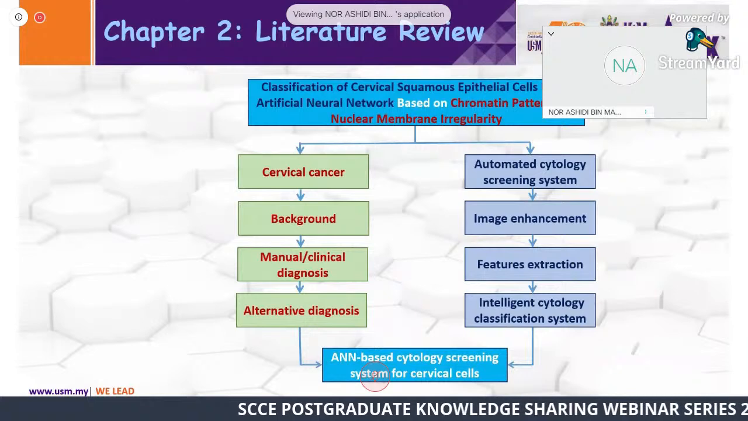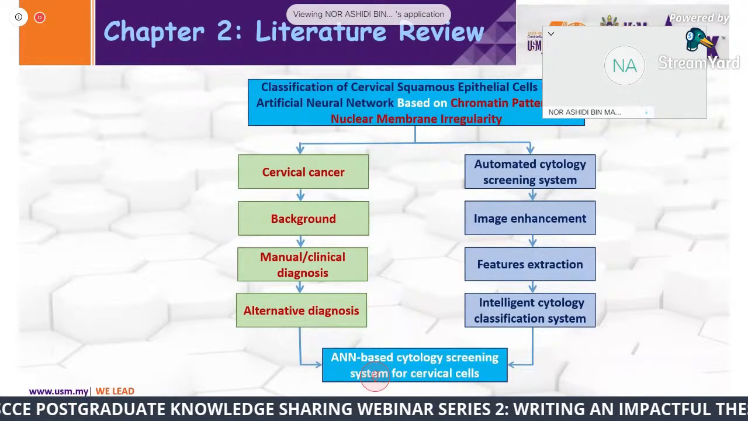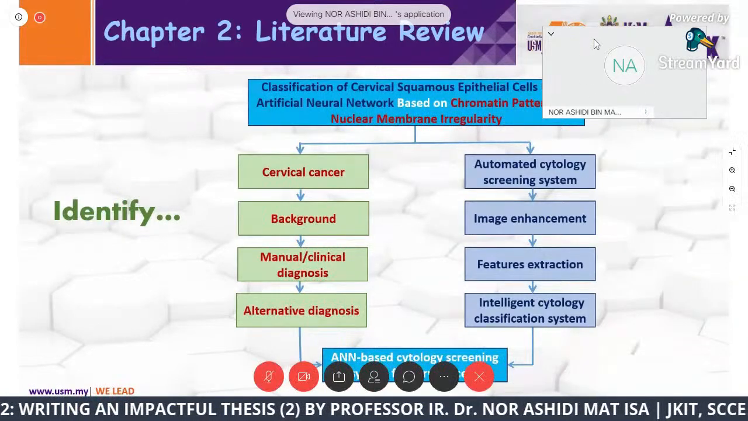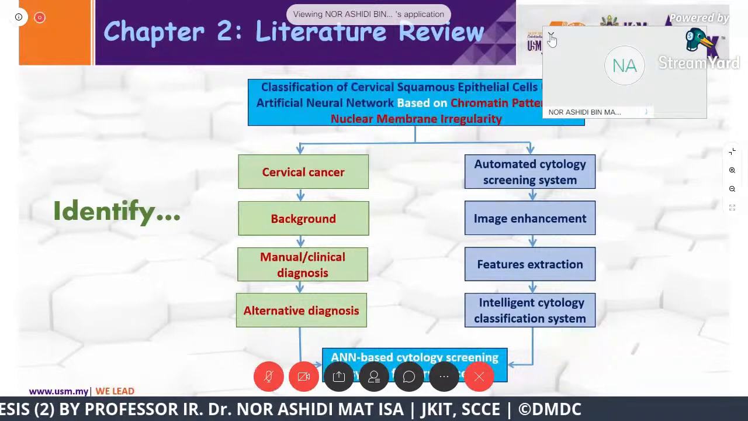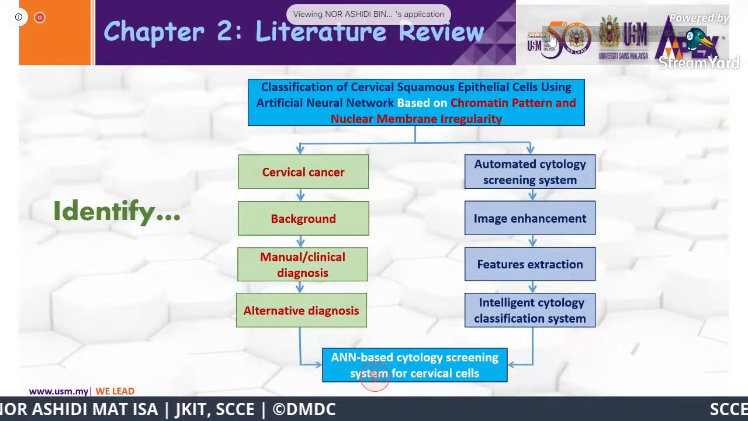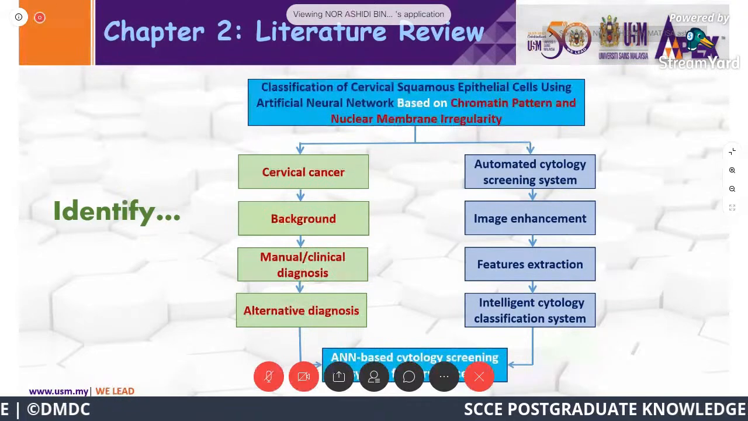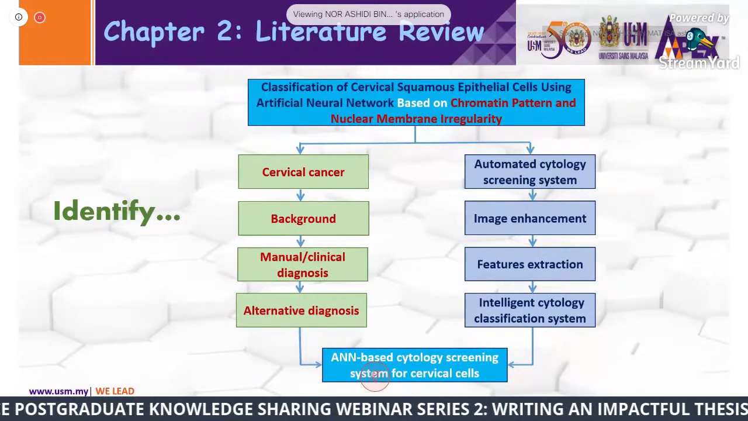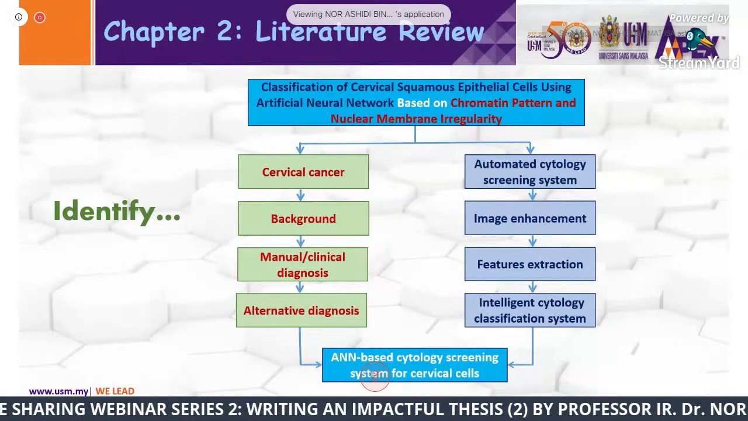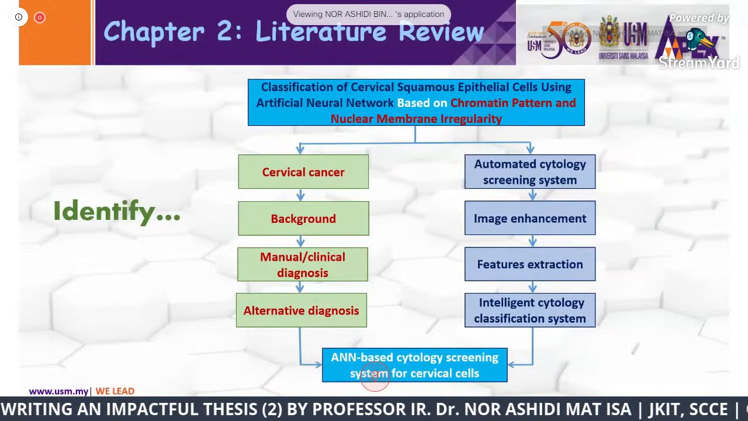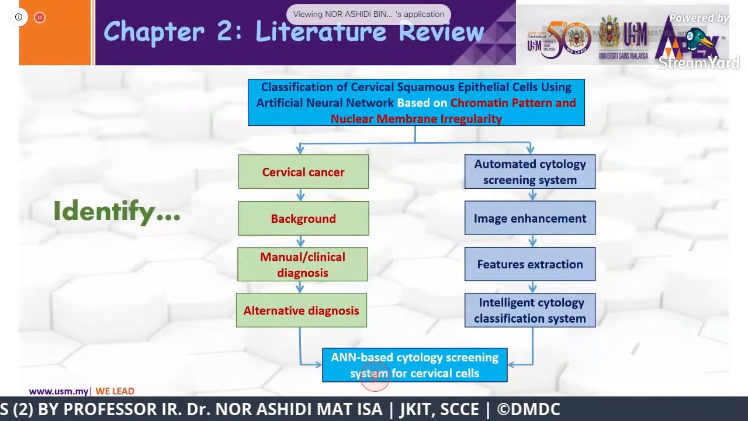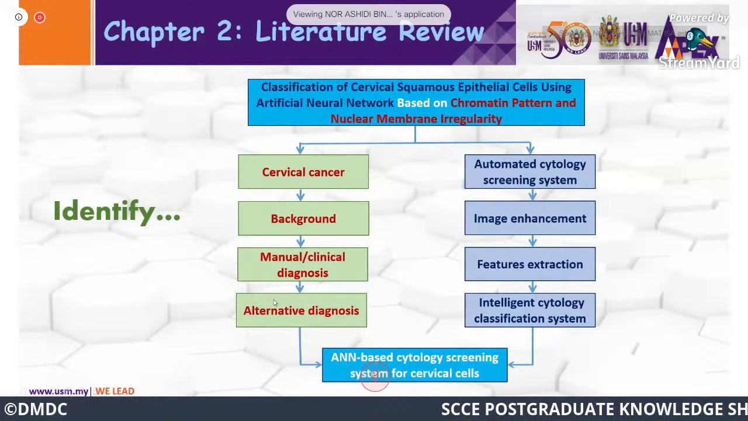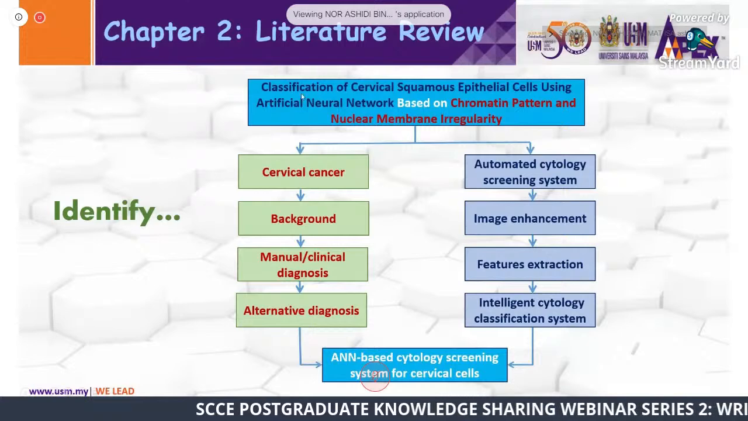Okay, now, for example, I give you an example. So how do I identify? I'm still in the identification process. Let's say my student wants to, and I still use the previous example, which is classification of cervical cells, okay, using ANN, based on chromatin pattern and also nuclear membrane irregularity. Now, if you refer to this, I have a few keywords. The first keyword is that I want to know about the classification of cells.